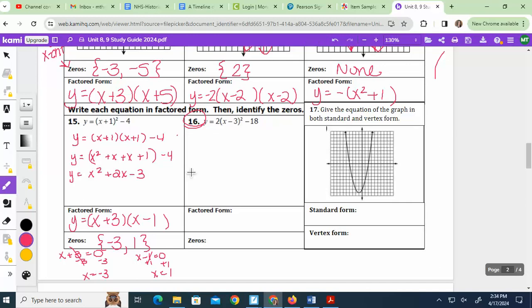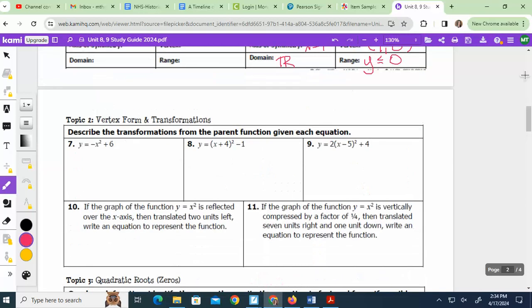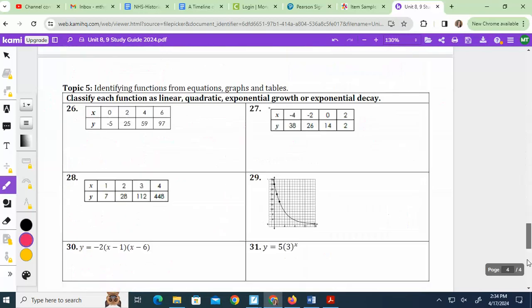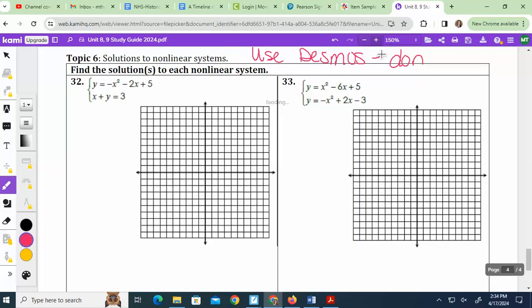Now the 32 and 33, so the last two questions, there are graphs there, but those are the problems we did yesterday. So the graph is optional, but I am not going to require it. So on those, use Desmos. You don't have to graph.